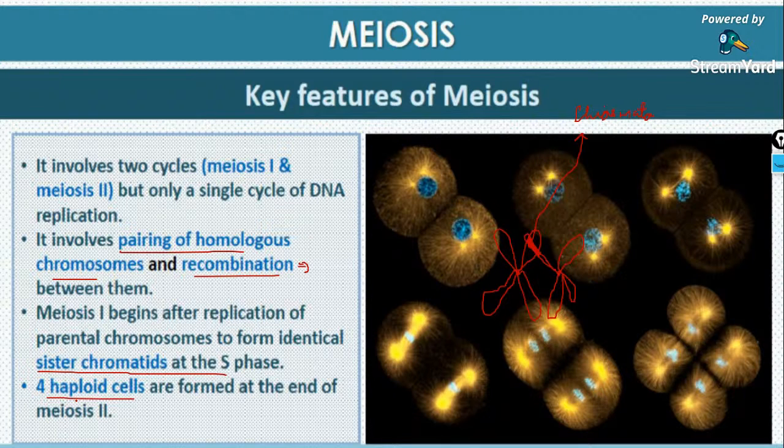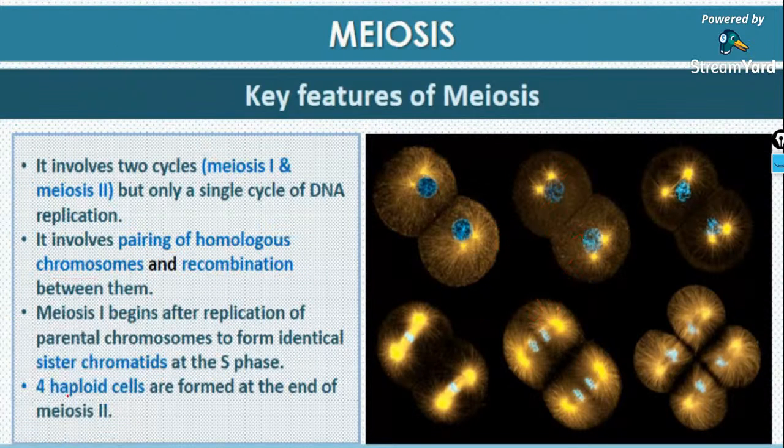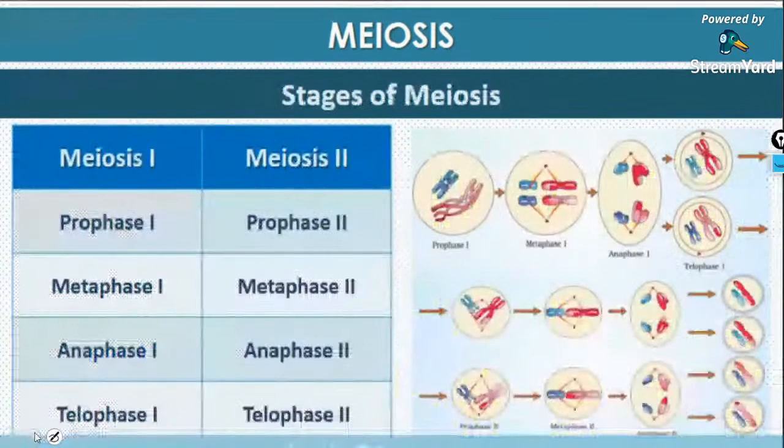Four haploid cells are produced at the end of meiosis 2. At the end of mitosis, how many cells are produced? Two daughter cells are produced, right. At the end of meiosis 2, four daughter cells are produced. Clear with that?